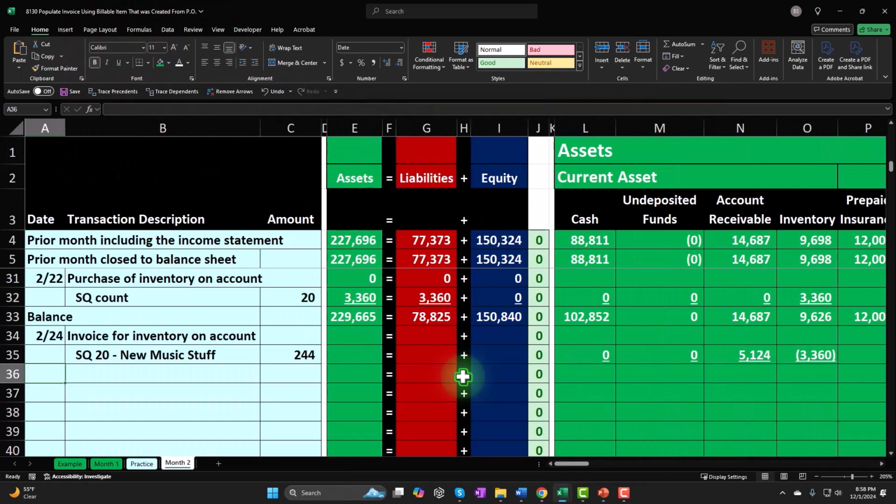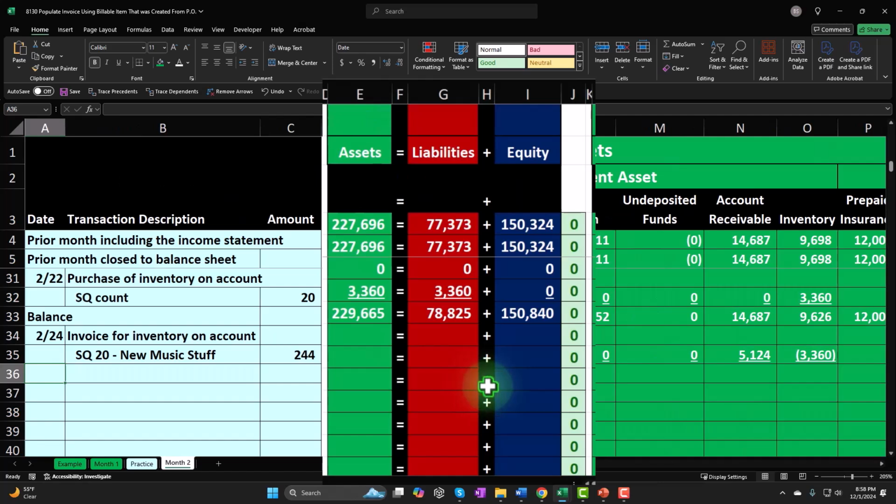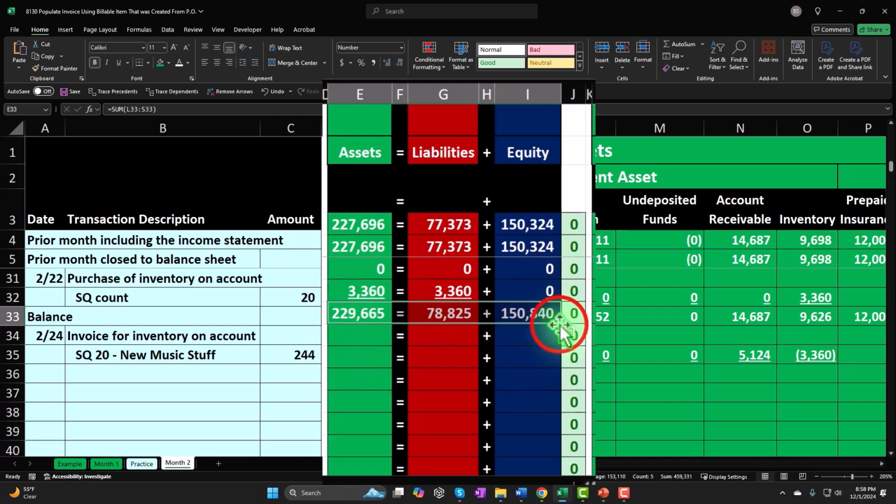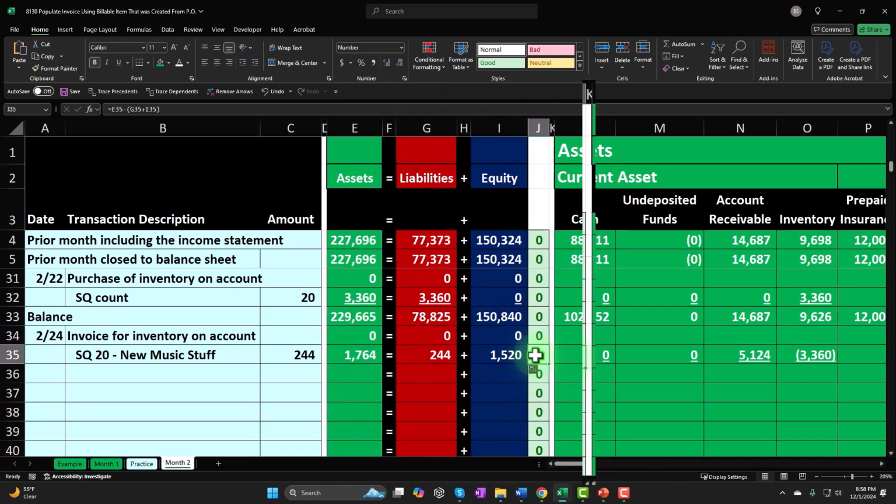And then we're going to say, let's bring down the balance. I'll just select all three of these and just copy that down. Does it do what we think it should? We're still in balance. That's a good sign.